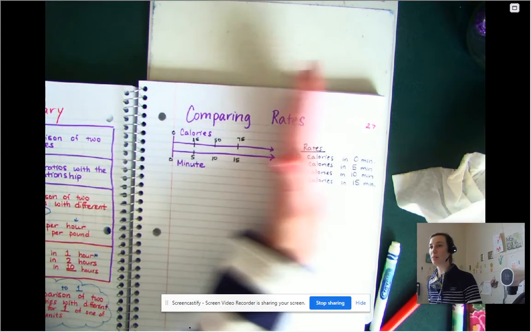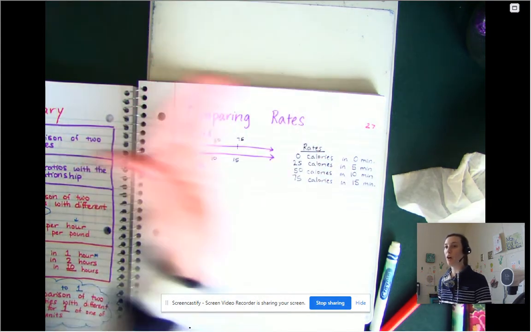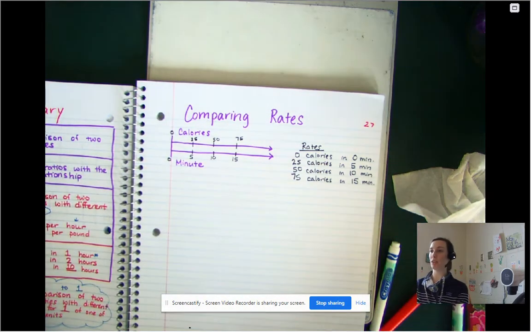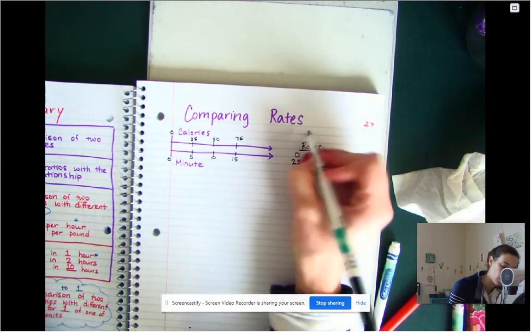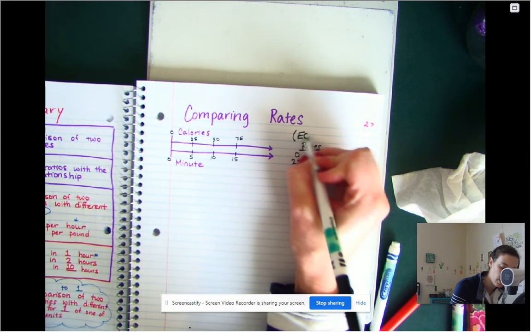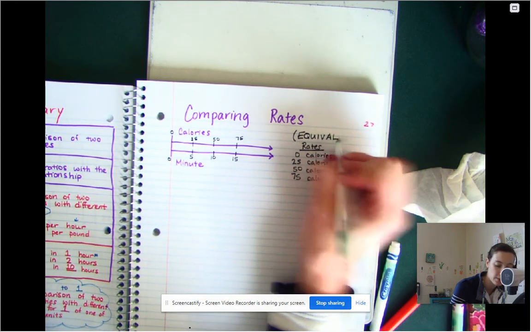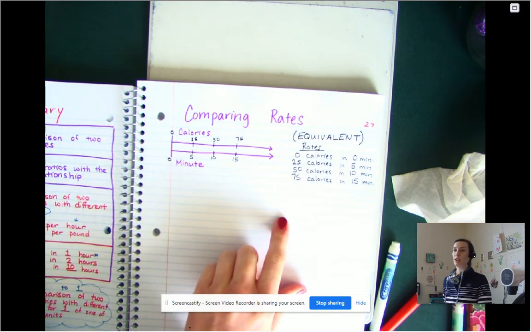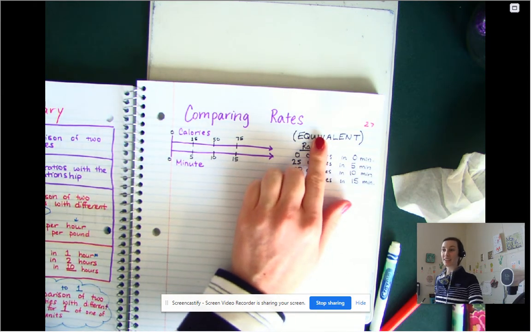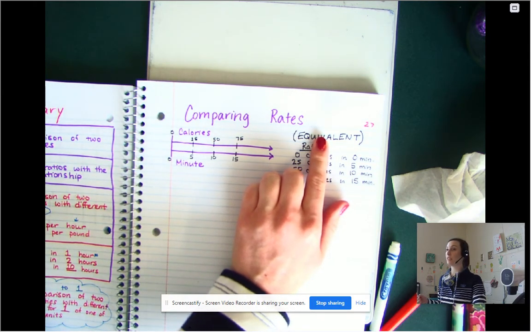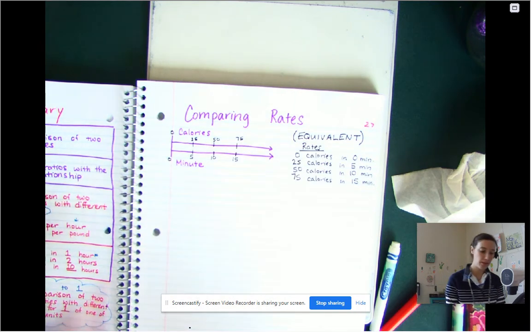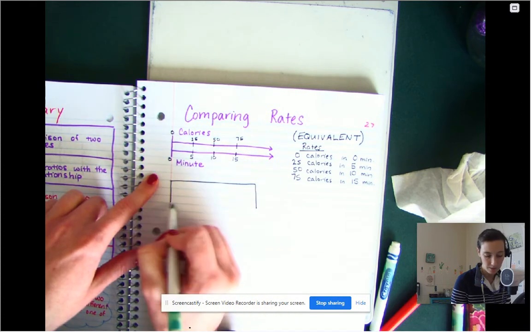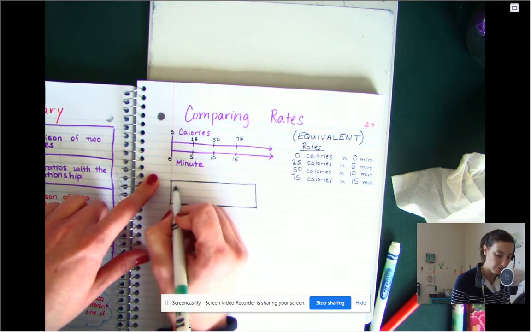Because these are on a double arrow, we know that all of these are equivalent, okay, because they're keeping in step with each other. This is not something that's changing. So these are all equivalent rates. Now, given this information, I have not been given the unit rate, but I can figure it out. So it might be helpful to think of this in terms of our tables that we did before.